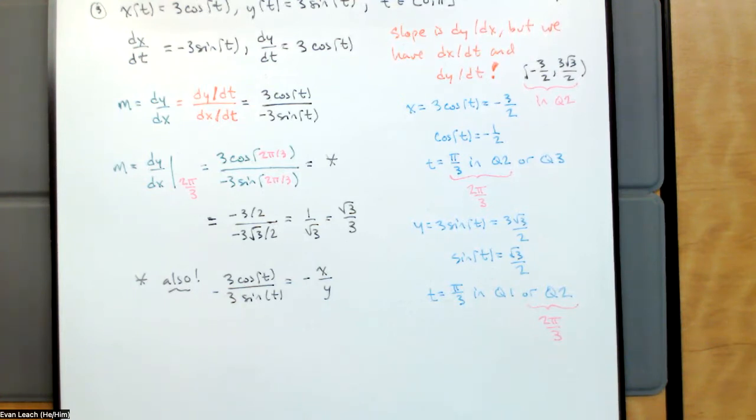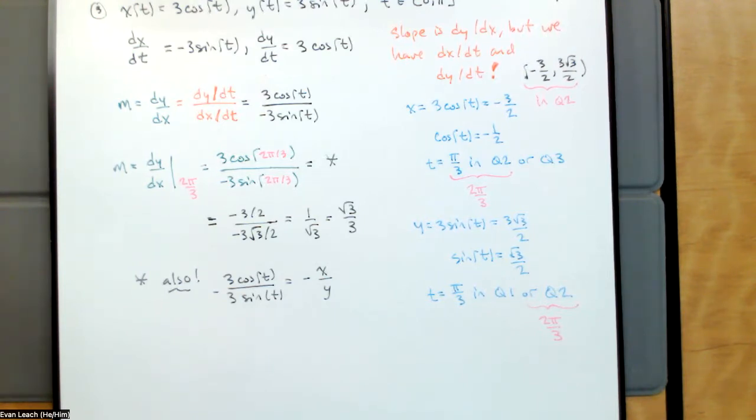All three calculations led us to the same answer, because of course they did. If they didn't, something would be seriously wrong with one of our methods. We want to point out the correlations. One we didn't point out yesterday: we ended up with 3 cosine t over 3 sine t, which was x over y. That was the same as the expression we had yesterday, negative x over y.